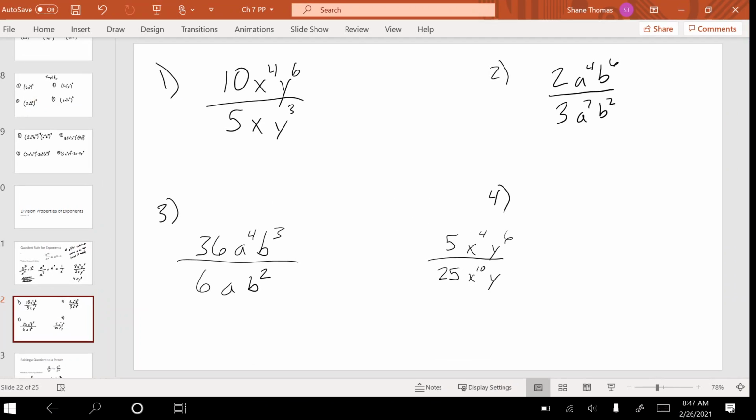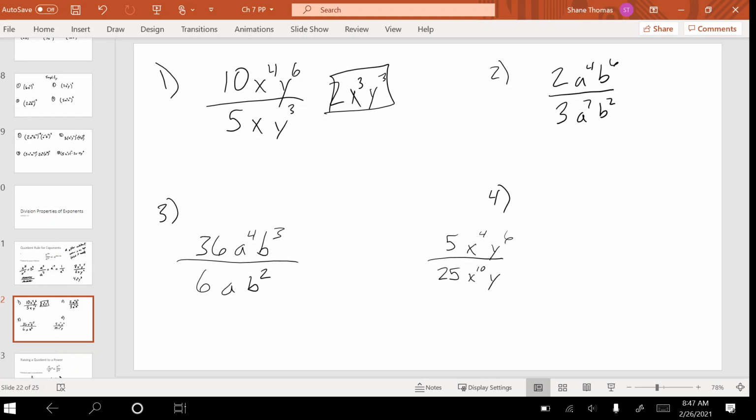Here we go. We're roughing this up pretty bad. So first one, I have to take care of my whole numbers first. What's 10 divided by 5? 2. X's, I have 4 minus what? 1, so it's going to be x to the third. Third one, y sixth over y to the third. I'm going to have y to the third. Am I done? Yes, I'm done. Okay, second one.